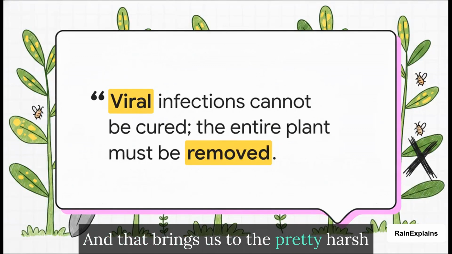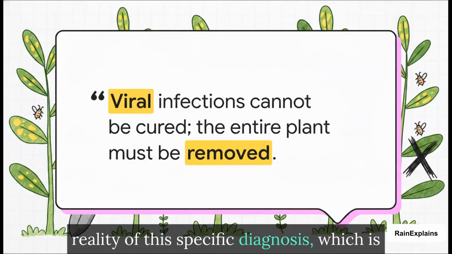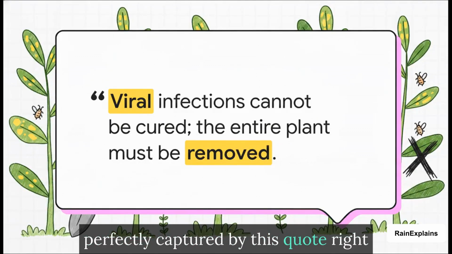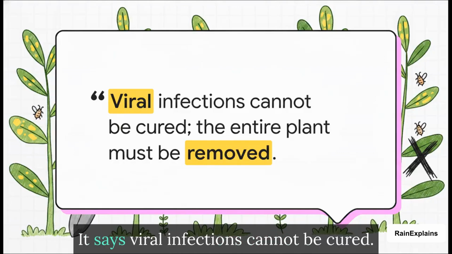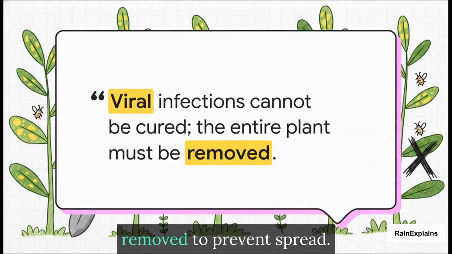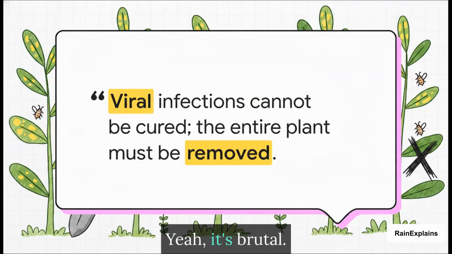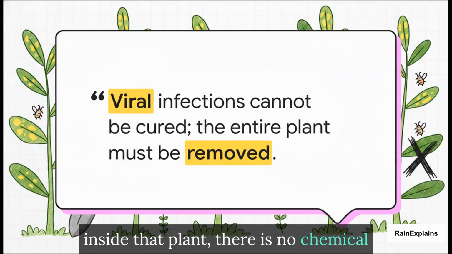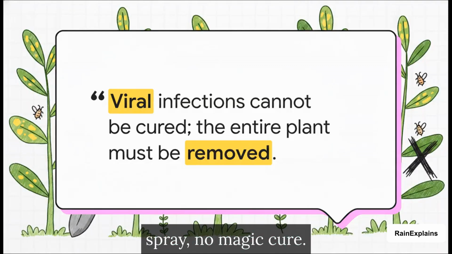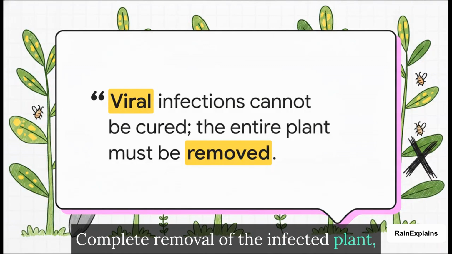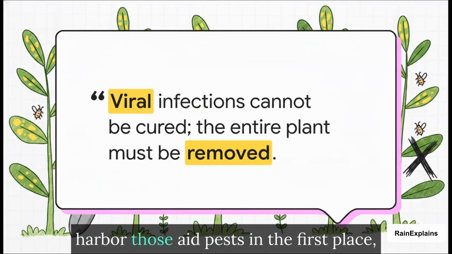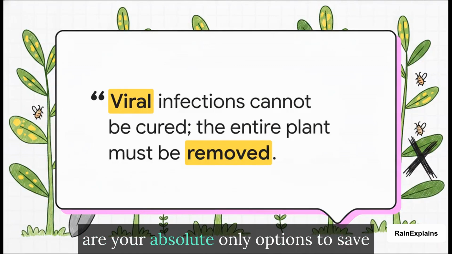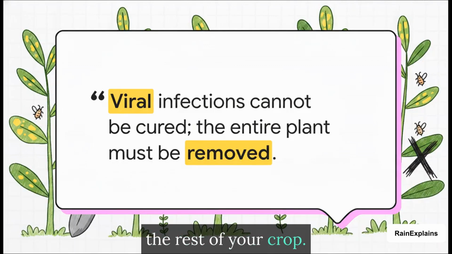And that brings us to the pretty harsh reality of this specific diagnosis, which is perfectly captured by this quote right from our sources. It says, "Viral infections cannot be cured. The entire plant must usually be removed to prevent spread." Yeah, it's brutal. Once the Alfalfa Mosaic virus is inside that plant, there is no chemical spray, no magic cure. Complete removal of the infected plant, along with managing the weeds that harbor those aphid pests in the first place, are your only options to save the rest of your crop.